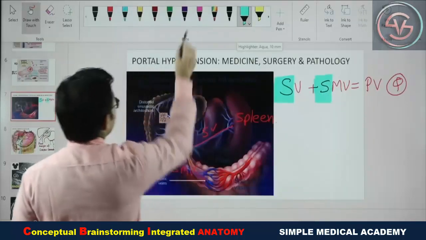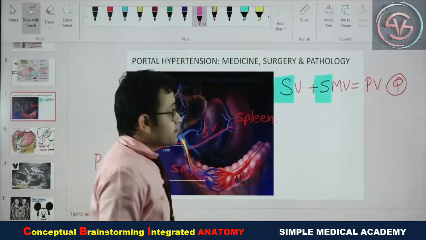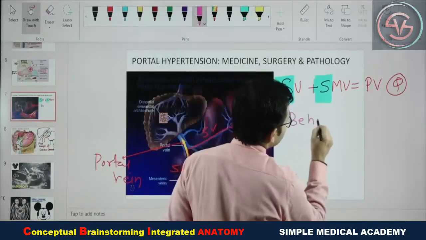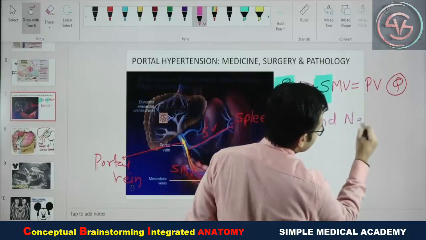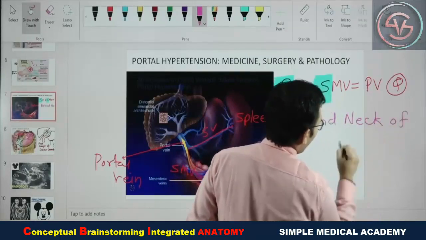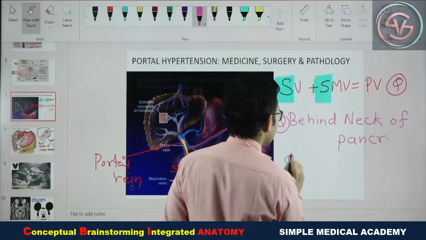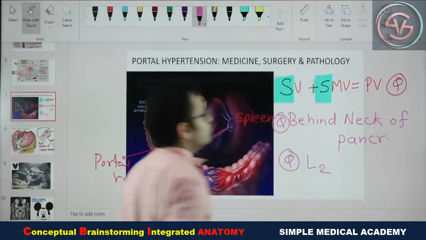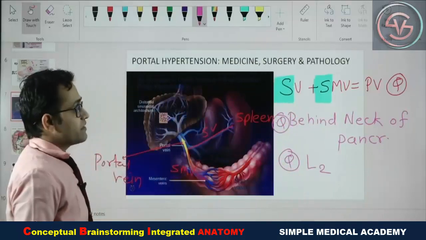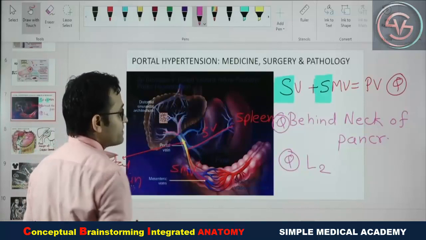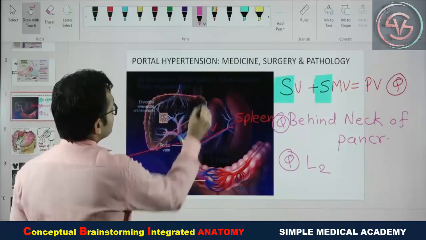I will tell you later in the abdomen part that this portal vein is formed behind the neck of the pancreas. MCQ. At which level? Your answer is L2. MCQ. We will see later, but remember this fact. So this is the portal vein which divides into the right and left tributaries and then supplies the liver.